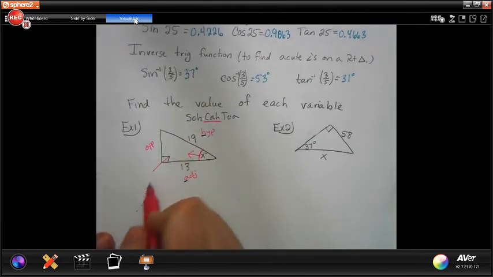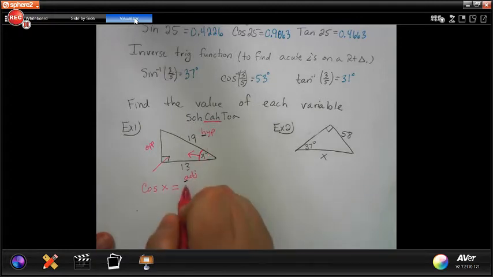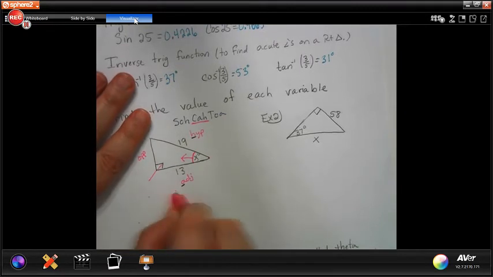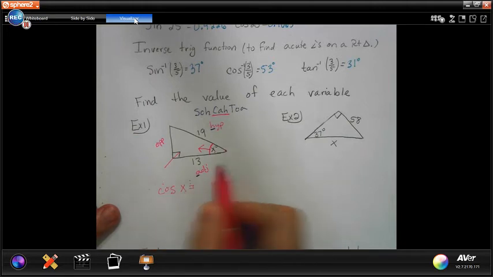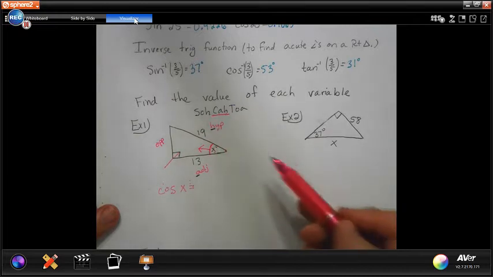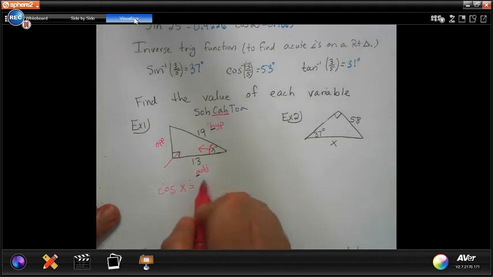So in this case, I'll have cosine. My angle is called X. So I'll put X right there, equals, and it's A over H. So I didn't leave myself much room. Let me rewrite this a little bit more down. Cosine of X equals A first, then H in our fraction. Okay, so that means A goes on the top of the fraction, H goes on the bottom, 13 over 19.